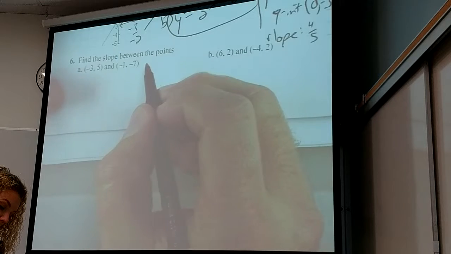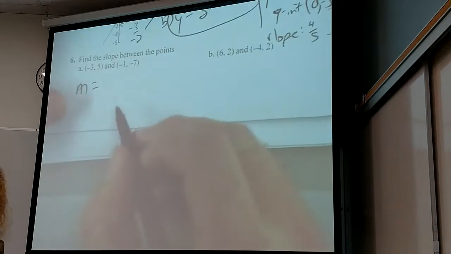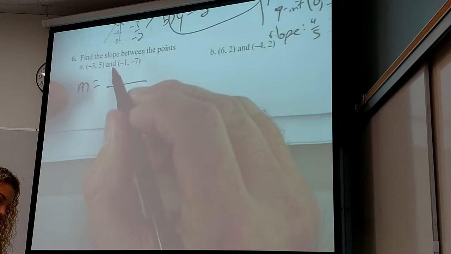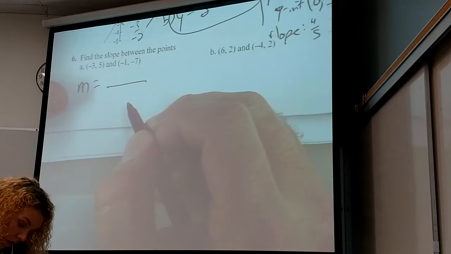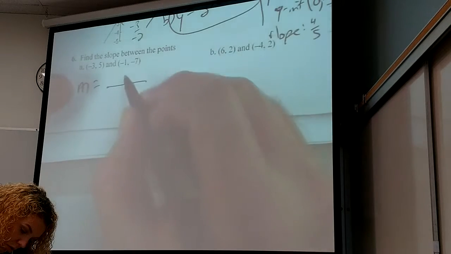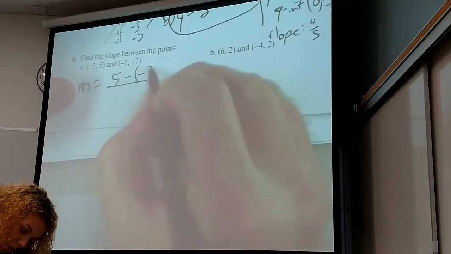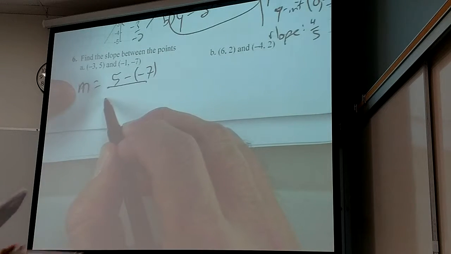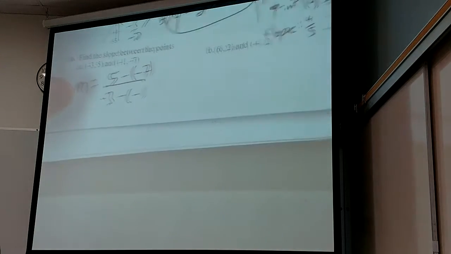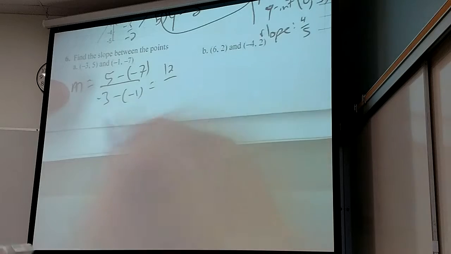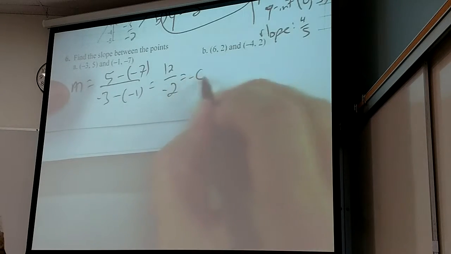Find the slope. How do I find this slope? What goes on the top though? Be careful. We're almost there, guys. 5 or -7? Which way do you want to go? I'm going to do 5 minus the other one. So 1y minus the other y. And then I do the same with my x's. So I do -3 minus the other x. So make sure the y's are on top and x is on the bottom. So I get 12 over -2. So I get -6.